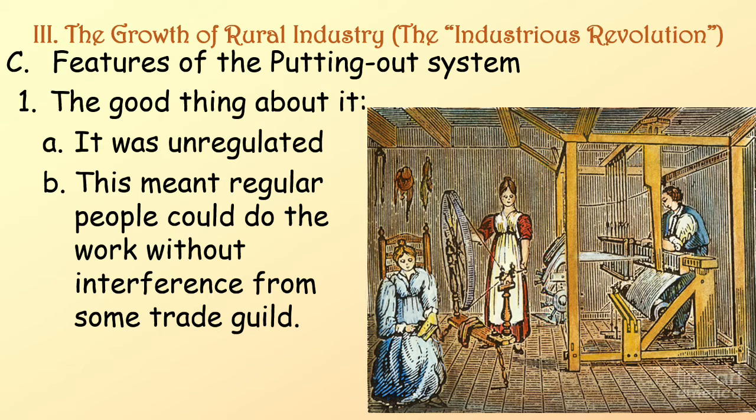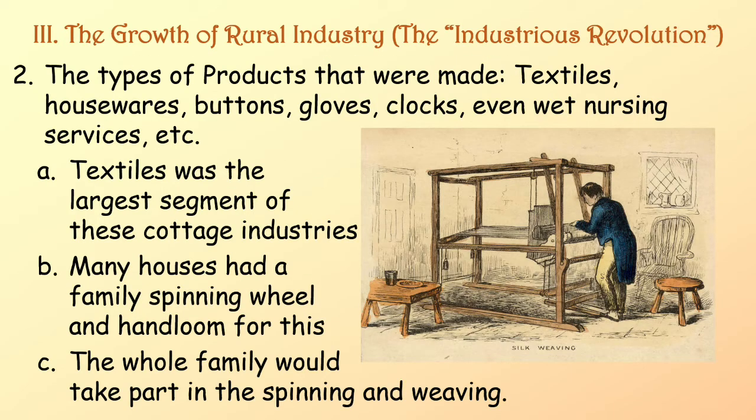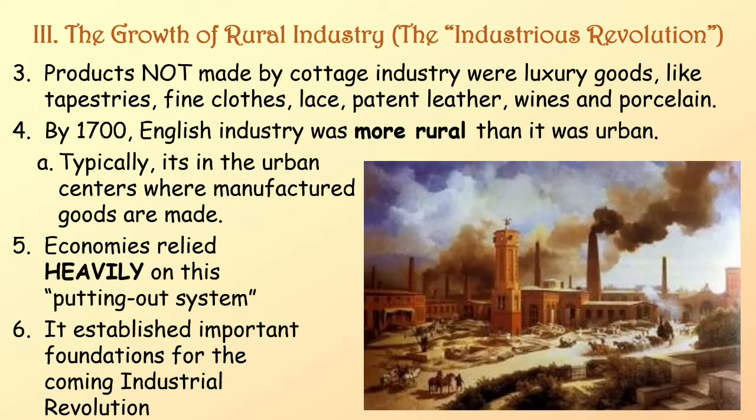And that's good for the merchant. The types of products that were made: textiles, housewares, buttons, gloves, clocks, even wet nursing services, etc. And of all of those things, textiles was the largest segment of cottage industries. Many houses had a family spinning wheel and a hand loom for doing this work, and the whole family would take part in the spinning and the weaving.